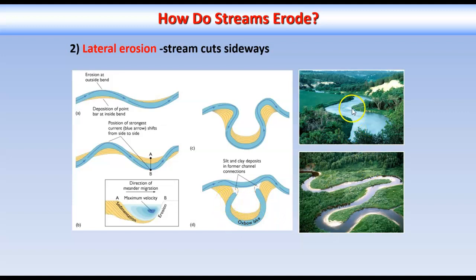So a stream might start out like this and end up like this. And eventually it could cut through here and abandon this part of the river, or cut through here and abandon this part. And now the course of my river has changed, and it will continue to move side to side all over the place over geologic time. Of course, we as humans try to restrict that, but we can see that it's happened in the past, right?